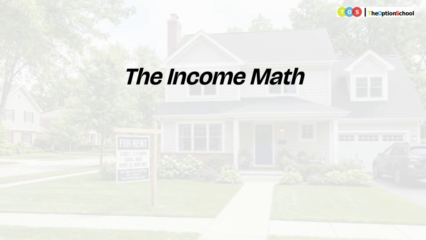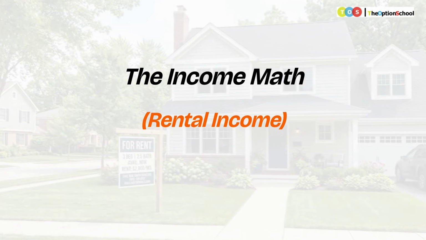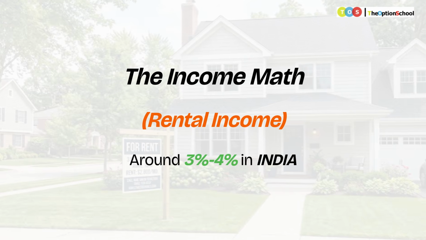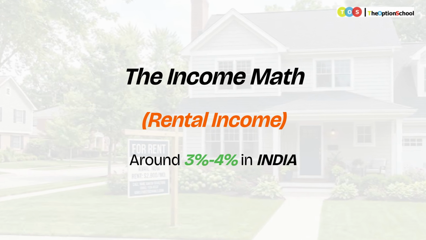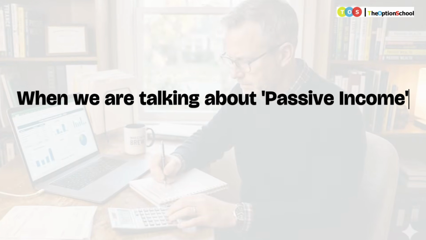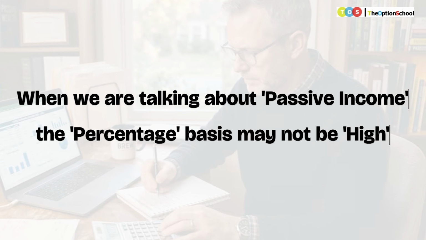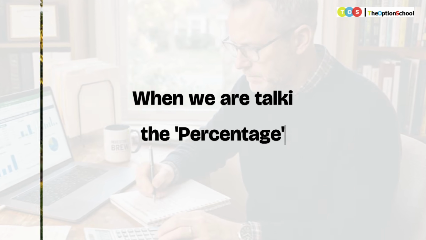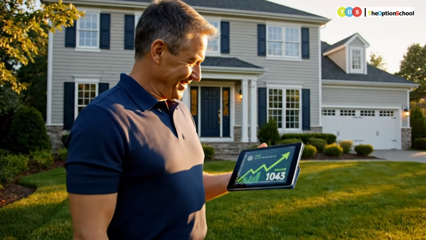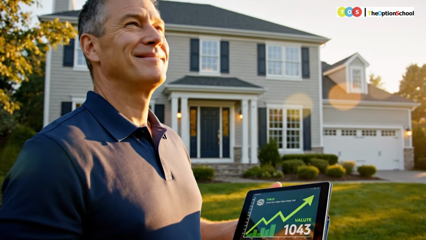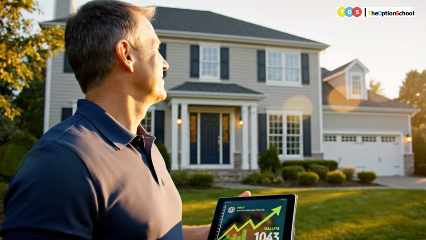So if I am giving my house on rent, I am receiving generally in India 3 to 4%, maximum is 4%, but mostly it is 2.5 to 3% kind of rent. So whenever we talk about passive income, percentage wise, it may not be very high because we are not dependent only on the passive income. We are also dependent on the capital appreciation of the asset, which is generating passive income for me.